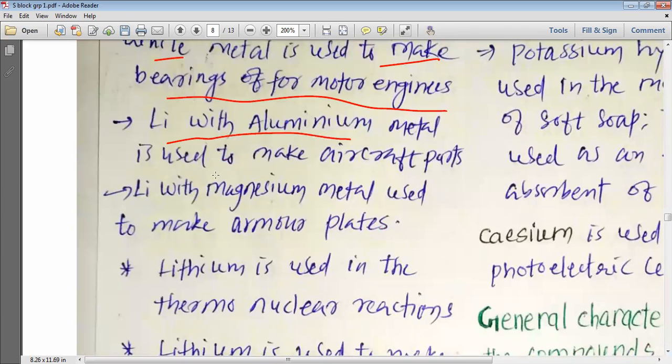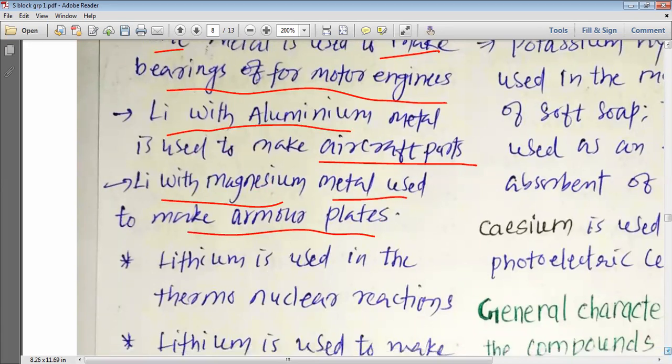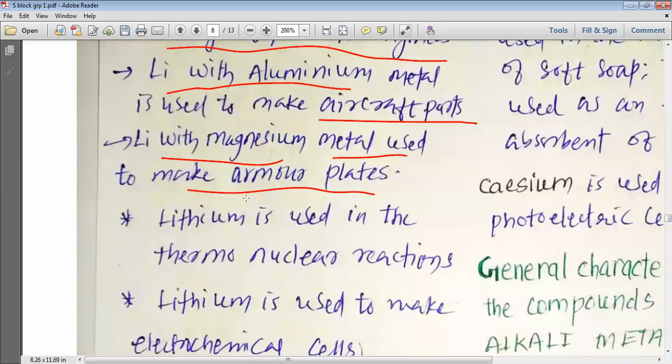Lithium with aluminum makes an alloy, and that is the alloy used for aircraft. Lithium with magnesium makes an alloy, and this alloy is used in making armor plates. Armor plates means the guns and missiles and tanks and all this require various plates. These plates are made by the alloy of lithium and magnesium.